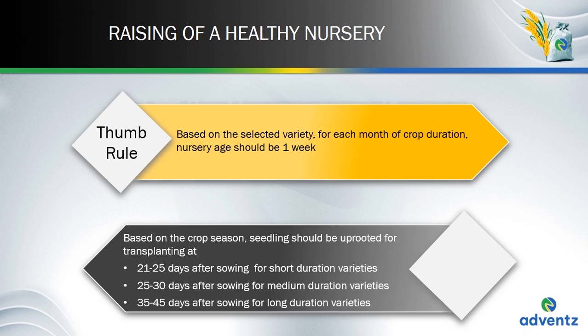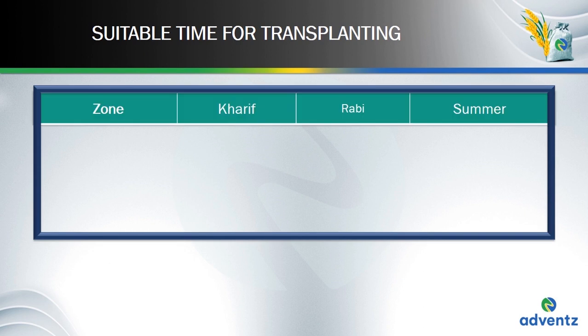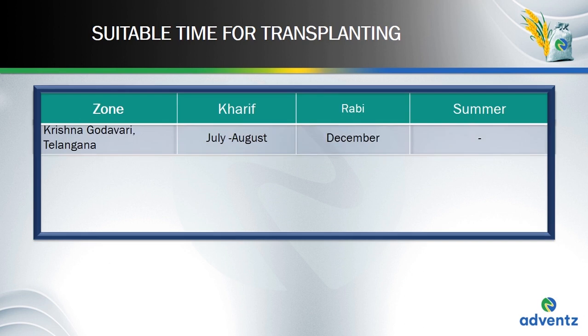And if the crop is a long duration variety, then the transplantation should be done at 35 to 45 days after sowing. What are the suitable times for transplanting according to different zones and planting seasons? For the Krishna Godavari zone and Telangana zone for the Kharif season, the suitable time for transplanting is July to August, and for the Rabi season, the suitable time for transplanting is December.